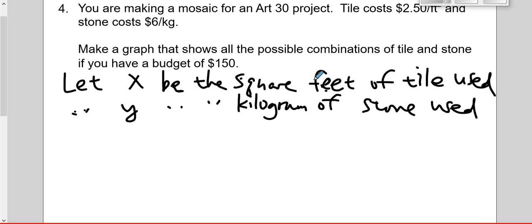Do we know how many square feet of tiles we want to use? No, we don't. So just call that x. And for x, the tiles is $2.50. So put down 2.5. If you want 2.50, it's fine. And then do you know how much stone we should be using? No, we don't. So stone is y. Okay, and we know that stone is $6 per kilogram. So 6, and we want a budget, so that means adding these two up of $150.